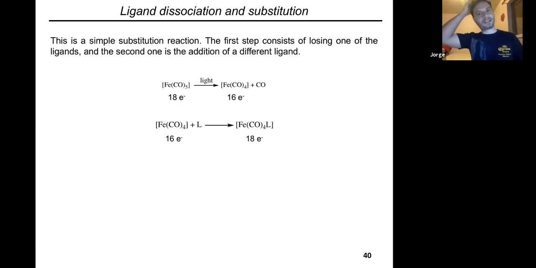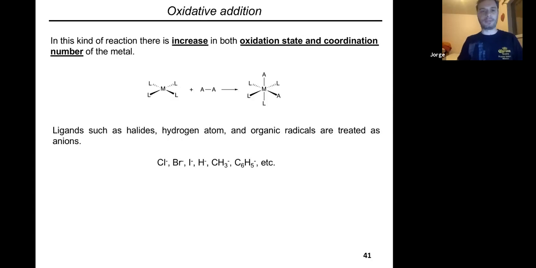All right, let's move on to the second kind that I would like to show you today. So the second one is called oxidative addition. In this kind of reaction, there is increase in both oxidation state and coordination number of the metal. Attention, increase in both oxidation state and coordination number of the metal.